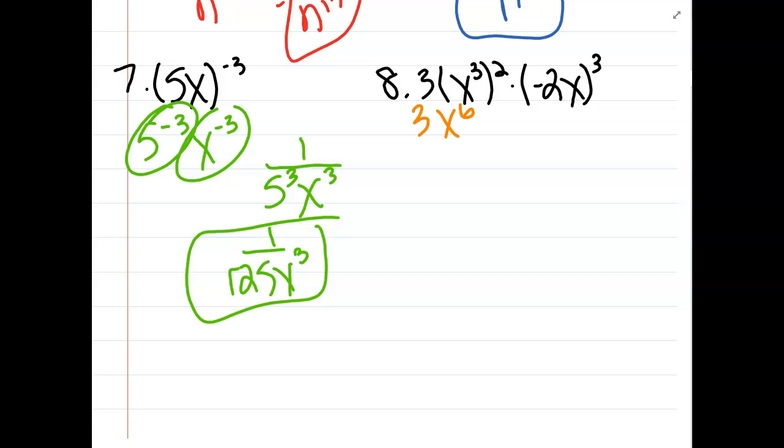Now the second set of parentheses, this says I'm supposed to cube everything inside the parentheses, and guess what? The negative 2 is inside the parentheses. So you're going to cube everything, the negative, the 2, and the x. So we're going to take negative 2 cubed, which is negative 2 times negative 2 times negative 2, which would be negative 8. And you're going to take x cubed.